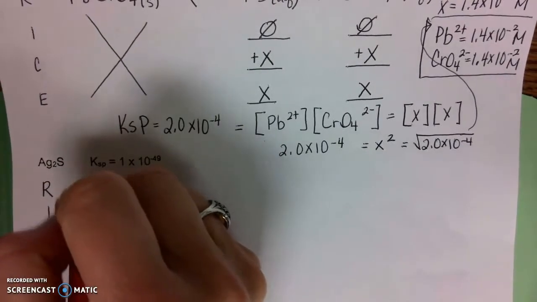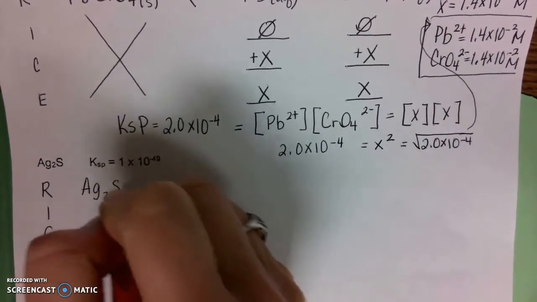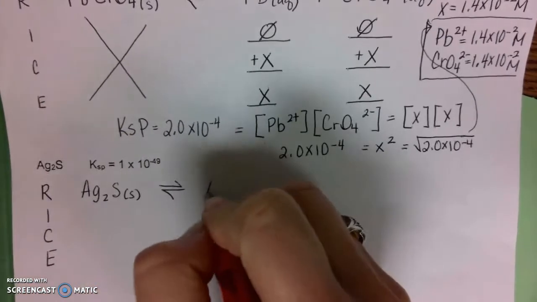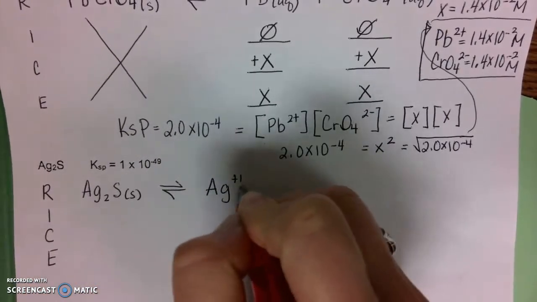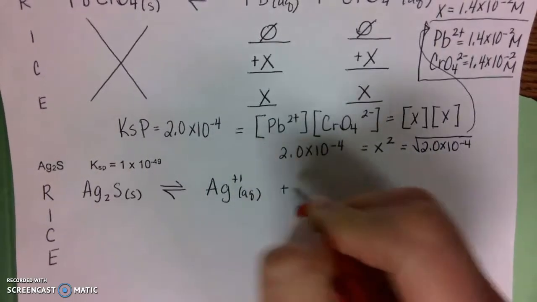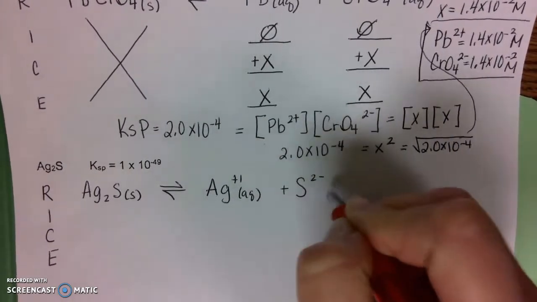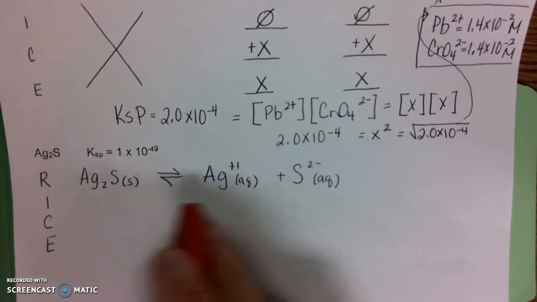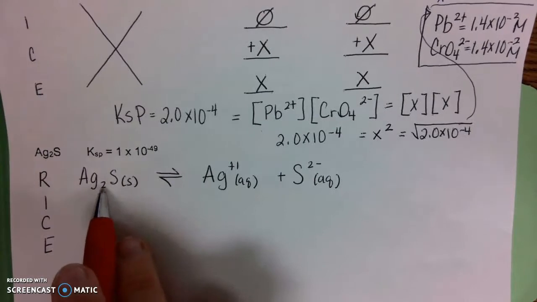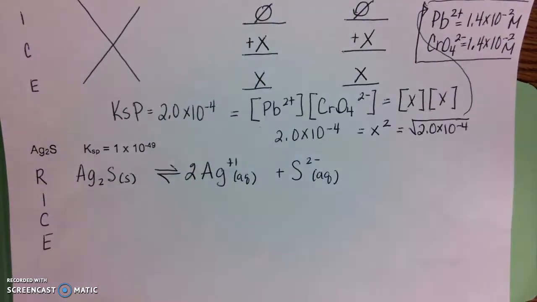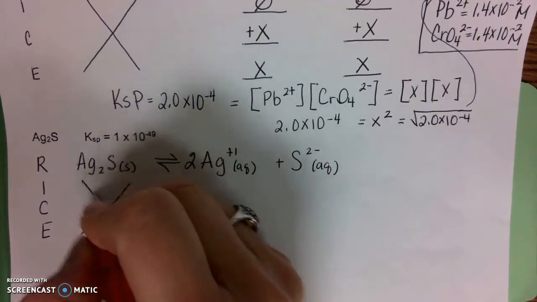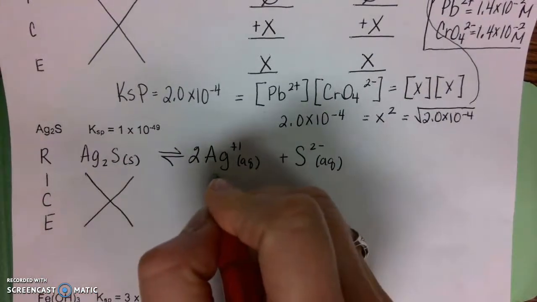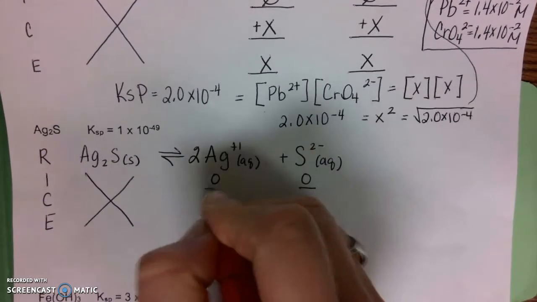So I have my solid, Ag2S, which is a solid. At equilibrium, the ions dissociate to Ag plus in aqueous form. And then we have sulfur, which is negative 2, and we put aqueous as well. We then need to balance the equation, so we have 2 silver here, so let's put a 2 there. The rest of the ICE table is not going to have anything written because this is a solid. Our initials are going to be 0.